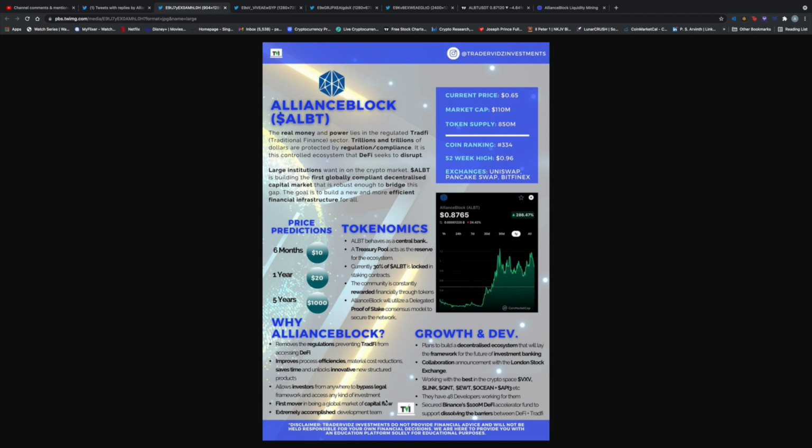So we can see traditional finance communicating with DeFi, decentralized finance, in a two-way kind of communication, where both of them can now use the Alliance Block protocol to flow trillions and trillions of money that is stored in these markets, right? So Alliance Block plans to build a decentralized ecosystem that will lay the framework for the future of investment banking.